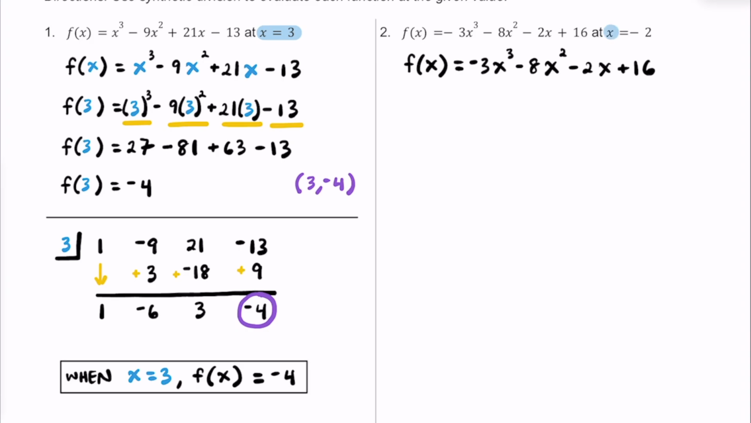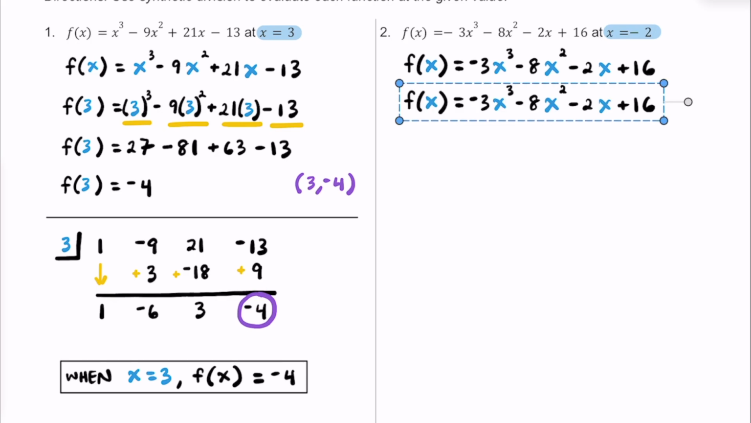And while we have this function, we're going to go ahead and evaluate it when x is equal to negative 2. So if we go ahead and take this function, and let's go ahead and replace all these x's with negative 2, we can evaluate this the long way.